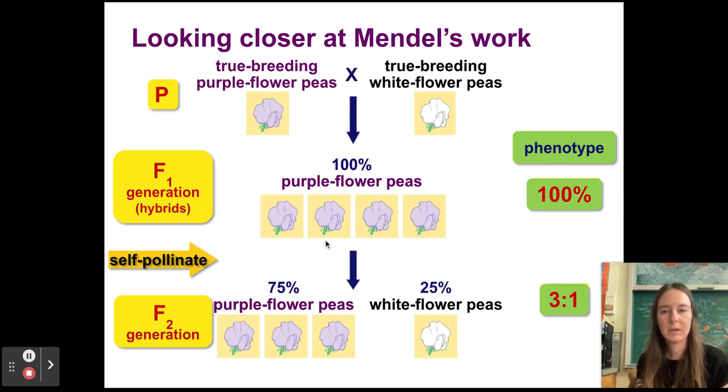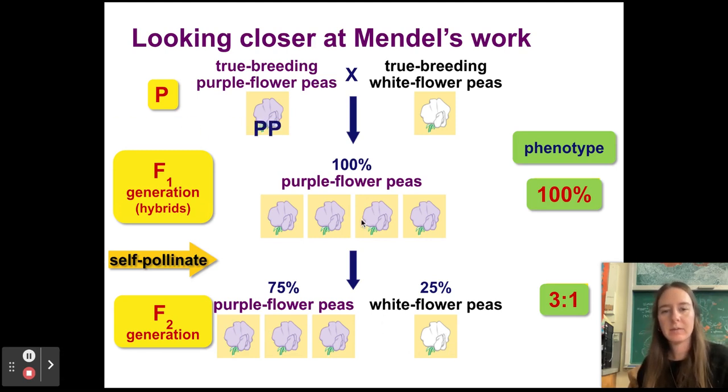That's the phenotype. Then we have them self-pollinate, and we have our filial 2 generation, or F2, when the hybrids self-pollinate. And now you see 75% purple phenotype and 25% white phenotype. And remember, if you look at this as a ratio, that would be a 3-to-1 ratio. For every 3 purple flowers, there's 1 white flower. And remember, Mendel did this hundreds, even thousands of times, and he found this was the pattern that was coming out.